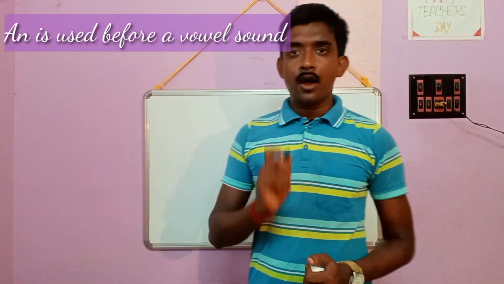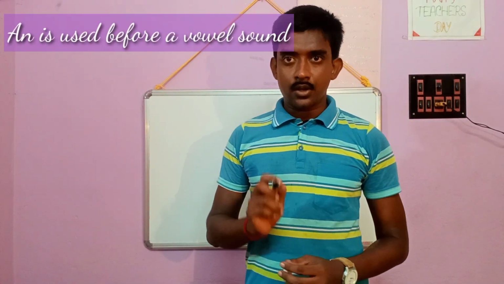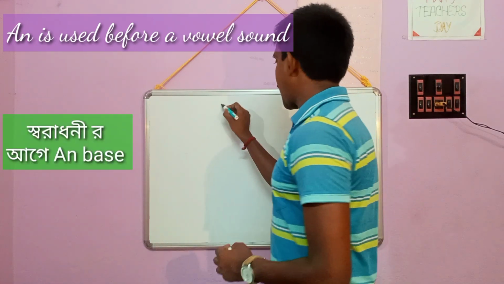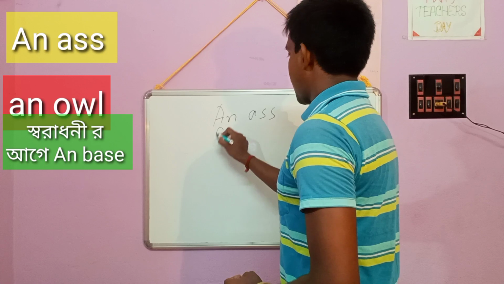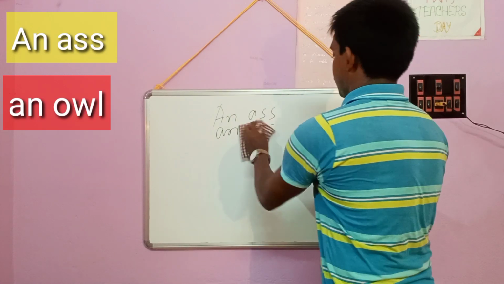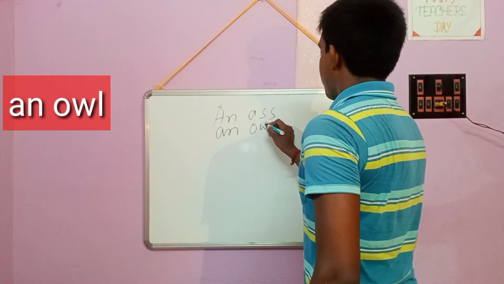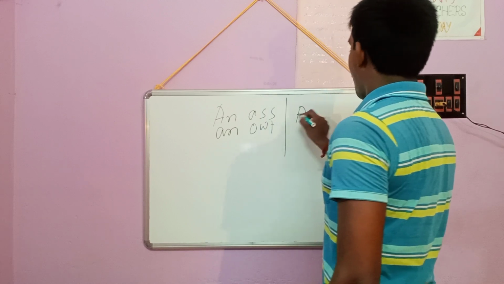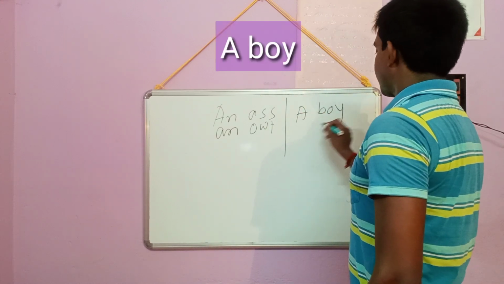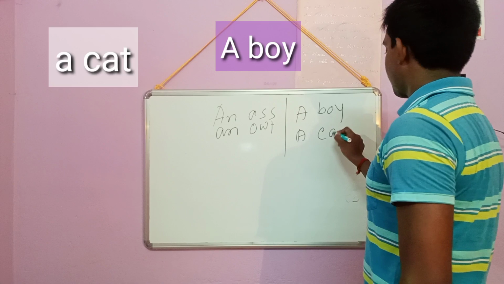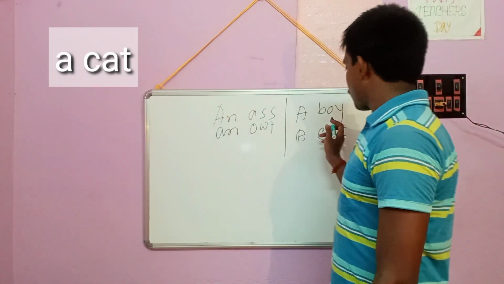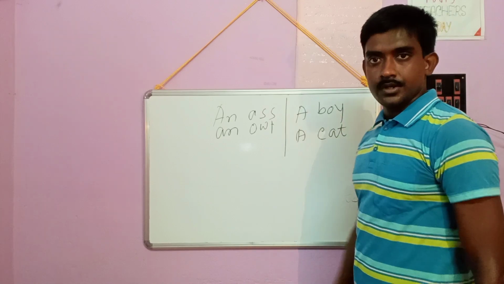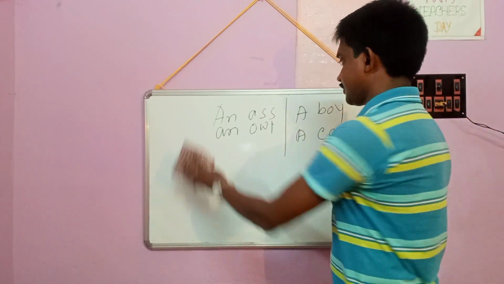Basically, before a vowel sound, an is used. Otherwise, a is used. Like an ass, an owl, a boy, a cat. So you can see before a vowel sound an is used, and before a consonant sound a is used.